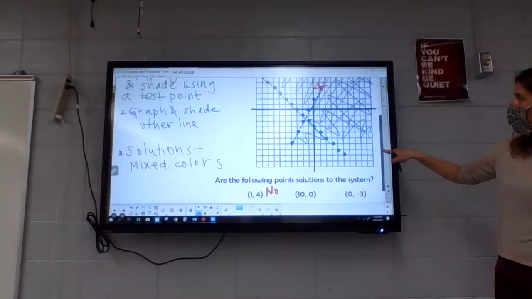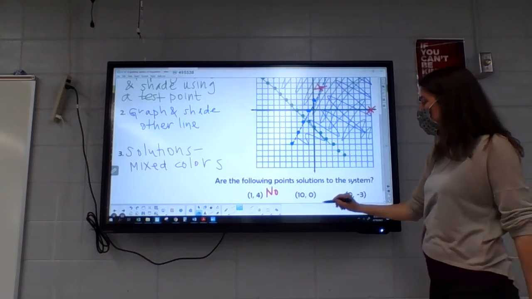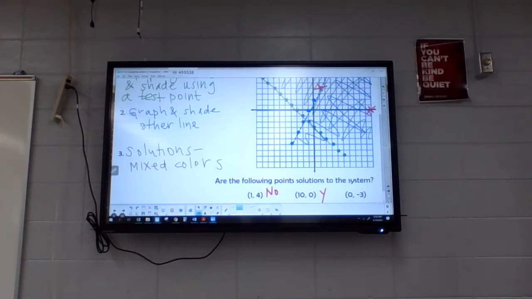How about 10, 0? So 10, 0 is over here. Does 10, 0 work? Yeah. And just so you guys know, the coloring doesn't just stop here, like because we want to stop coloring at some point. Really, the color keeps going all the way over here as well. So like 100, 0 would also work. This one works because it's in the double colored section.